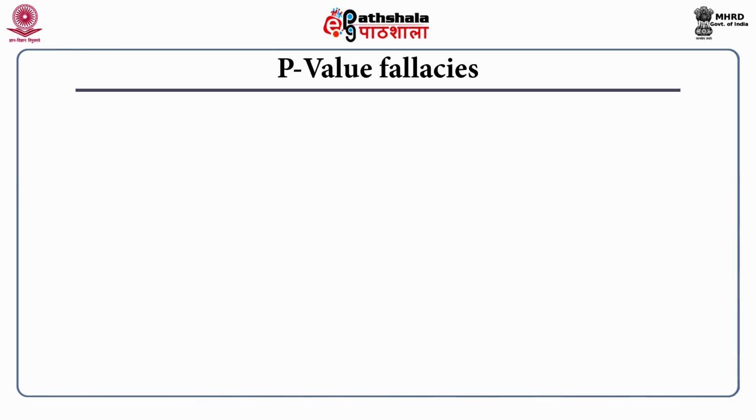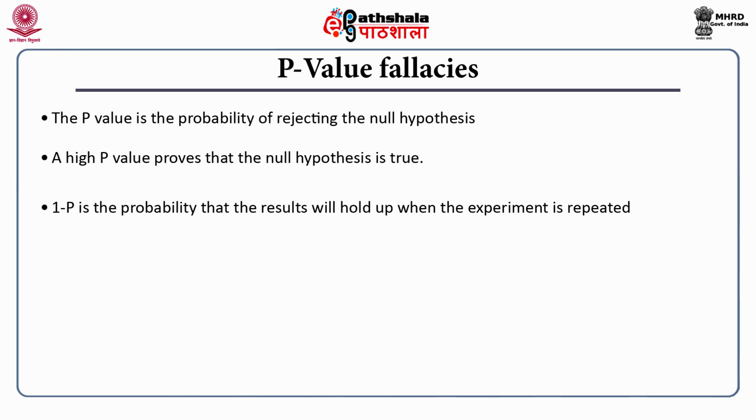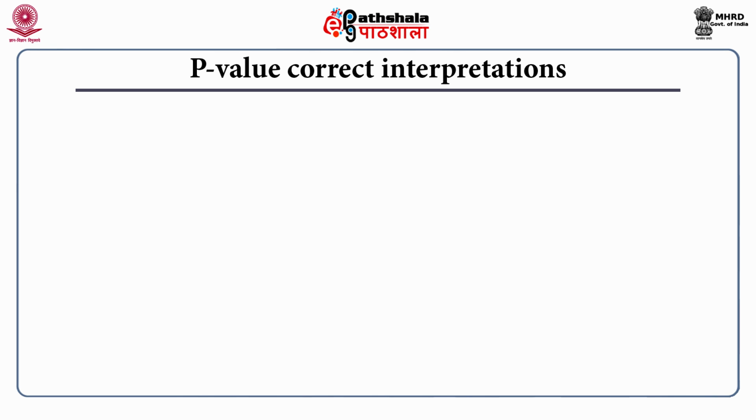Now coming to the p-value fallacies. Many students think that the p-value is the probability of rejecting the null hypothesis. Is that true? It's false. All of these things are fallacies. These are all misconceptions about the p-value. A high p-value proves that the null hypothesis is true. That is wrong. 1 minus p is the probability that the results will hold up when the experiment is repeated. Again, wrong. 1 minus p is the probability that the alternative hypothesis is true. Again, wrong. The p-value is the probability that the null hypothesis is true. Wrong. The p-value is the probability that the result was due to sampling error. Again, wrong. Then what is the correct interpretation of the p-value?